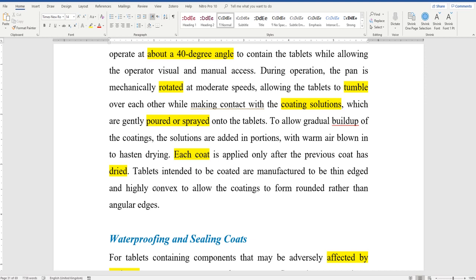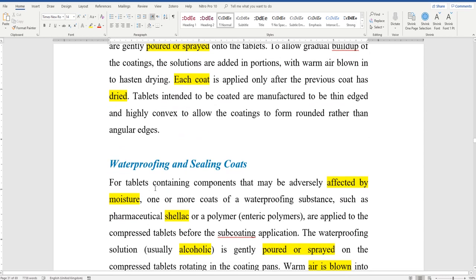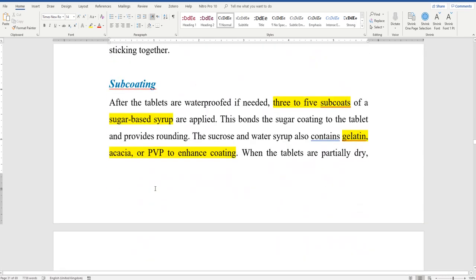If it has a sharp edge, like a contour, like flat surfaces and sharp edges, then this can break the tablet and make the coating more difficult. That's why we need such tablets to be used. طيب في subcoating إذن the main thing is to make the rounding.